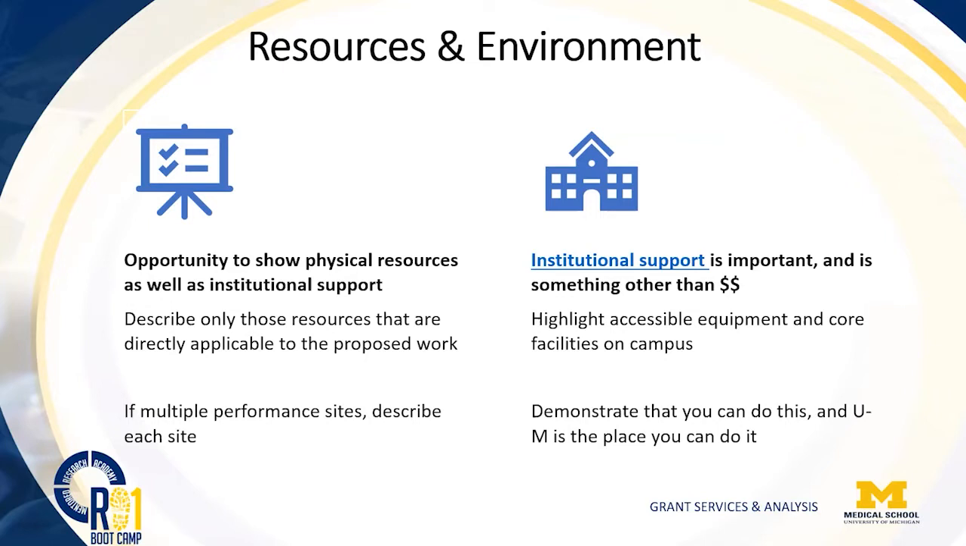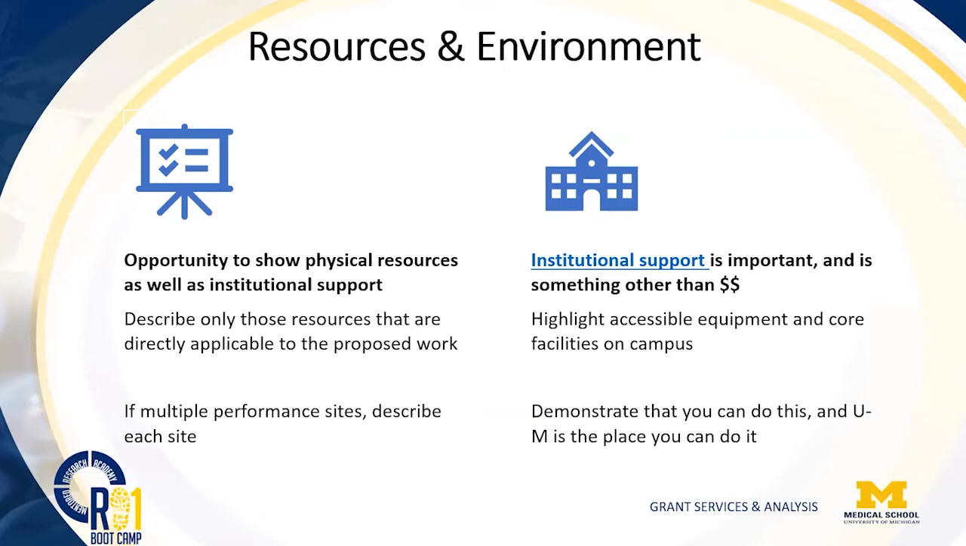So if you are talking about the clinical population at the University of Michigan and you are doing animal research, that is a very clear copy and paste job into your section. So make sure you're not doing that. And then also, if you have multiple performance sites, you want to describe each site in your resources and environment. So if Michigan State University is a subcontract on your grant, you want to also be describing their resources and their environment that are applicable to the grant as well.